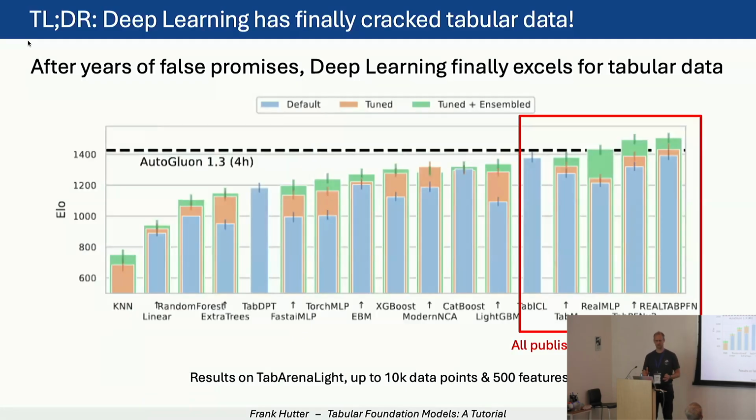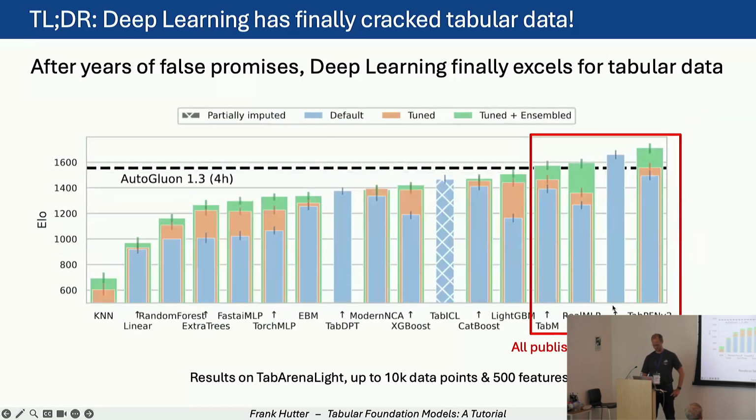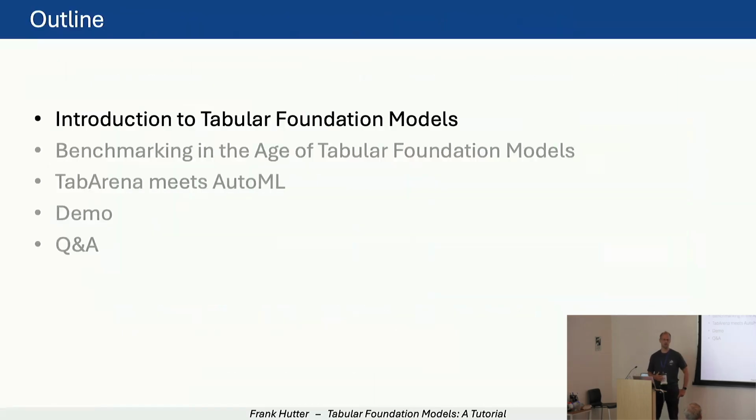to set the tone, if there's one thing you take away: deep learning has finally cracked tabular data after many years. It finally excels, and all of these methods have been published within the last year. They do outperform the traditional methods, and that changes the landscape. And what should we do in order to get the best out of this?